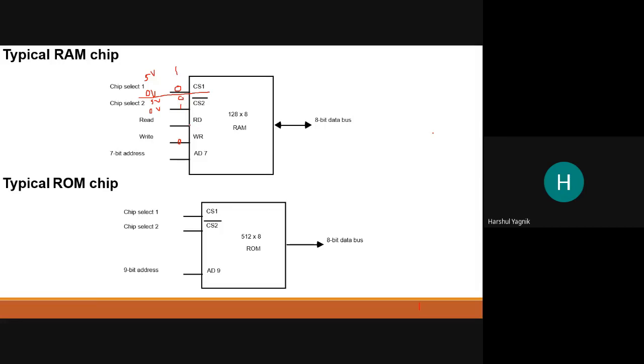Then read and write, they are the control signals, and then there is an 8 bit data bus. Now see, why is the size of the data bus 8 bit? Because one register can store 8 bits. That is why the data bus is 8 bit.